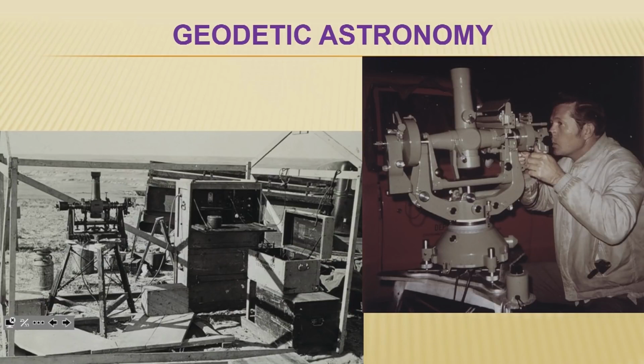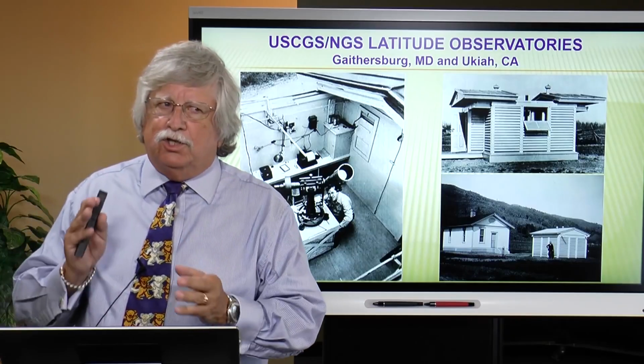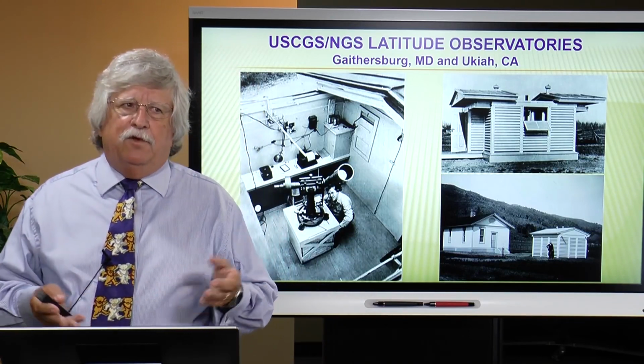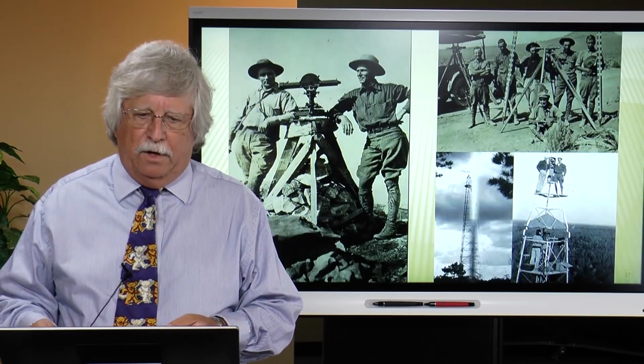Later developments used more modern astronomic observations, including the development of latitude observatories, with the understanding, beginning about the 1890s, that the Earth wobbles on its axis. The Coast and Geodetic Survey, now the National Geodetic Survey, began the process of being a part of a global institution that looked at how the Earth actually wobbles, and created observatories, one in Gaithersburg, Maryland, and another in Ukiah, California, whose sole function was to monitor changes in latitude to be integrated into the greater elements of defining what the geodetic network was going to be.